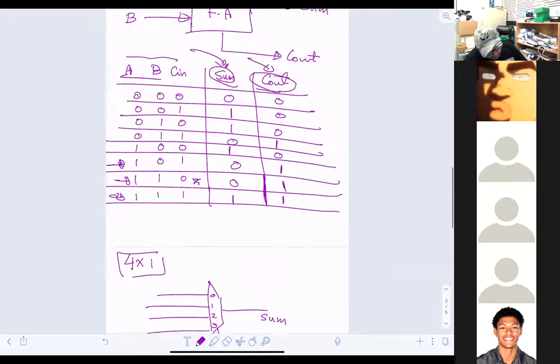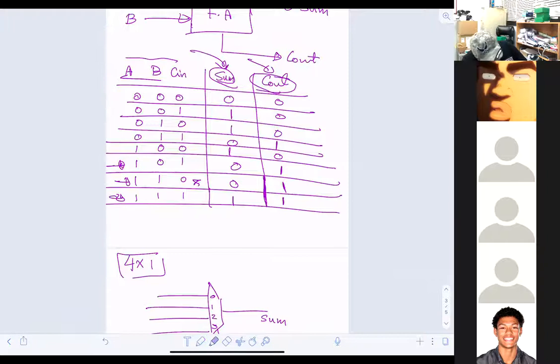Okay. So AB is equal 0 in this location. AB is equal 0 in this location. Is there any other location in the table where AB is equal 0? No.